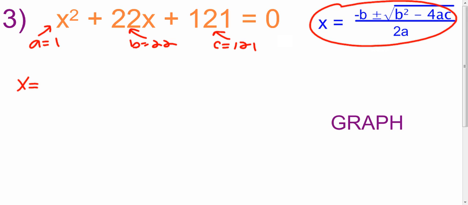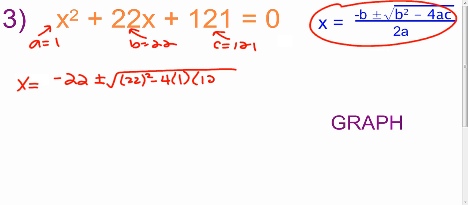All right, so here we go. X is the opposite of B, so since B is 22, the opposite of B would be negative 22, plus or minus the square root of B squared minus 4 times A, which is 1, times C, which is 121, all over 2 times A, which is 1.